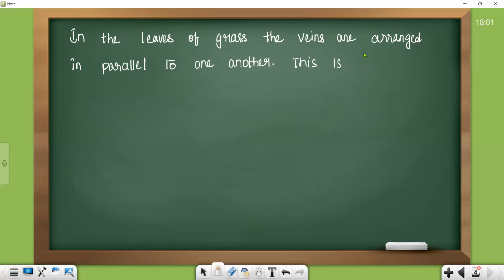So this is called parallel venation. We have an idea of the banana leaf, which everybody uses while eating, as a plate.